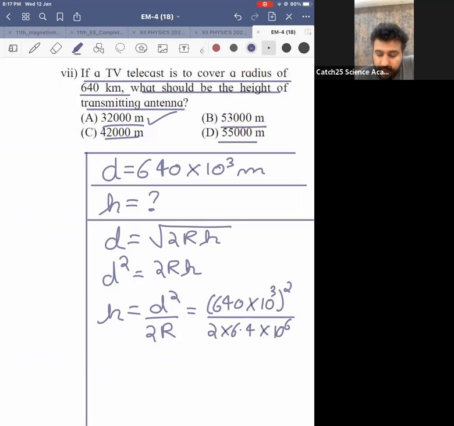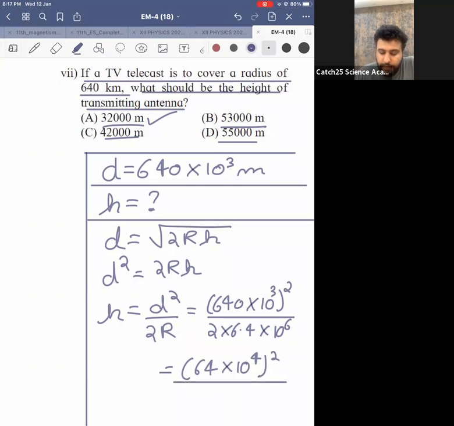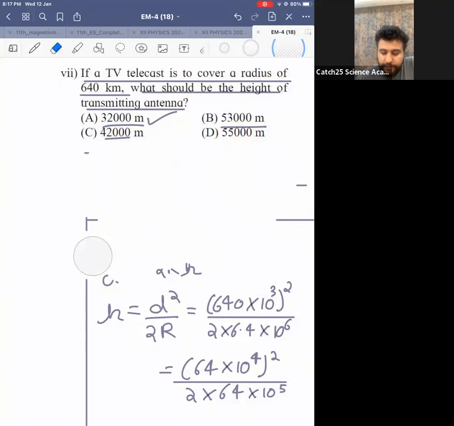Okay. Now, 640 into 10 power 3 can be written as 64 into 10 power 4 the whole square. All of you agree with this? Yes. 640 into 10 power 3, can I write 64 into 10 power 4 the whole square divided by 2 into 64 into 10 power 5? Can I write 6.4 into 10 power 6 as 64 into 10 power 5? I have not done any change. I have just written it in a different form. Okay. Now I will simplify. Everyone look at the screen.